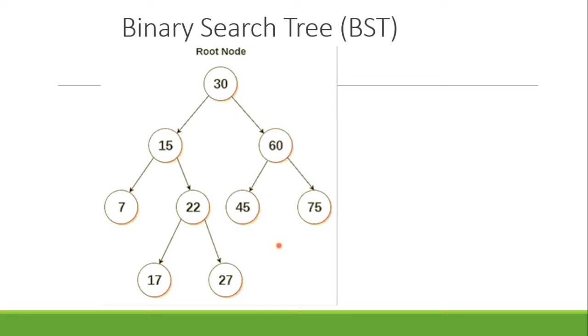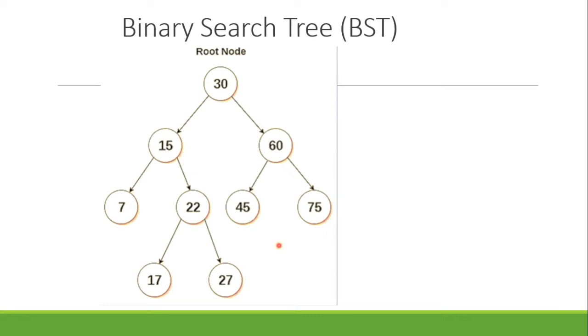So consider an example. This tree is a binary tree. Every node has at most two children, and the root node has a value 30. If you notice, you can find that each node has a value. This value is called an identifier. It can also be called a key. So, in each node, we have an identifier.